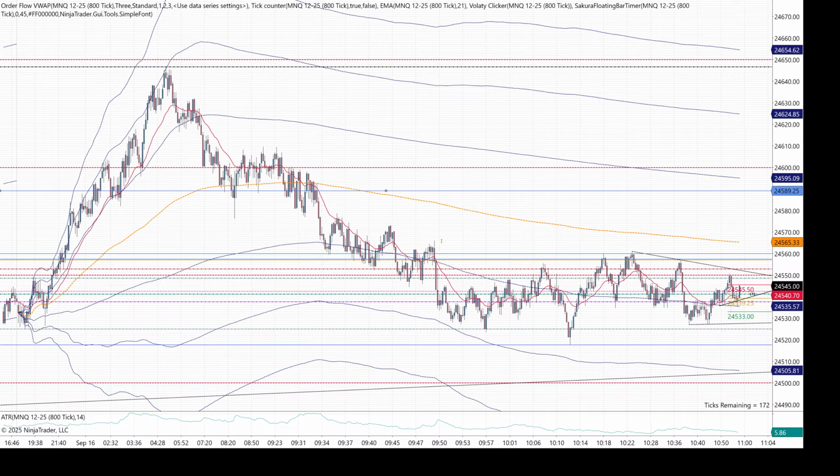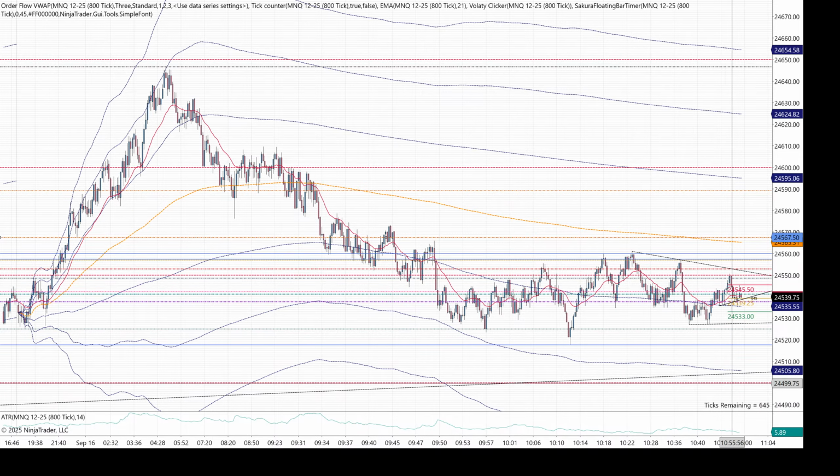dash dot 3. This is the high of the 15-minute opening range, and then where's the low? Sometimes that might act as support. 45. So like right around here.